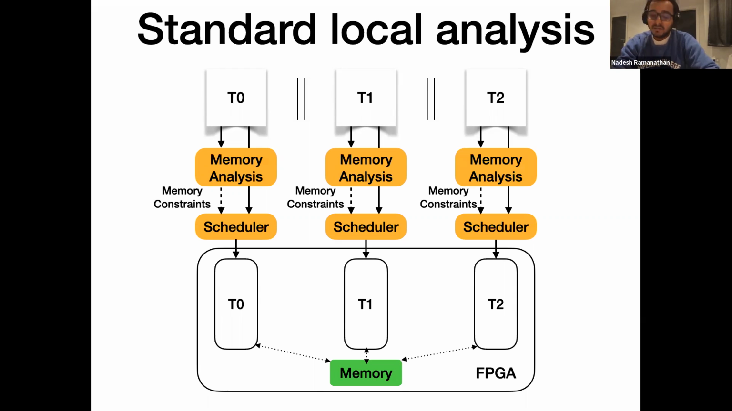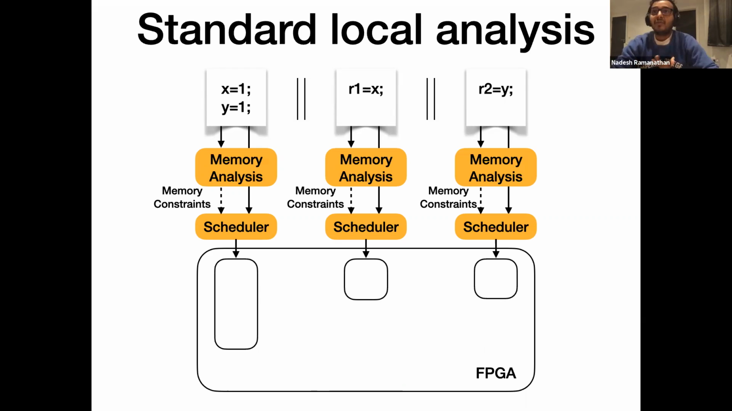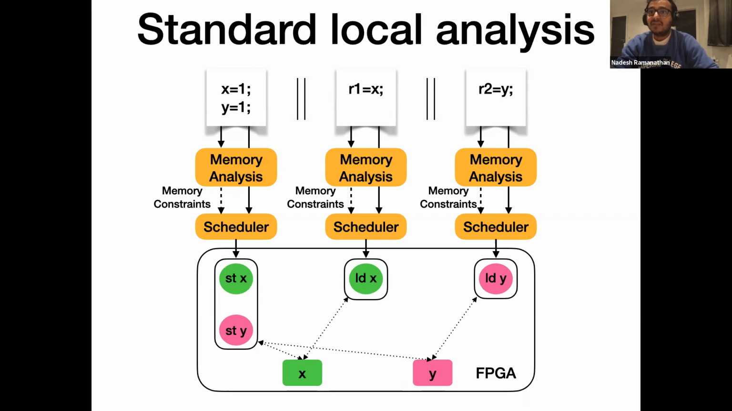So let's say we have this program, right, where X and Y are both atomic, and the standard local analysis will say, okay, I look at the first thread and I have a store to X and a store to Y on the first thread, and then I have a load of X in thread 1 and a load of Y in thread 2.